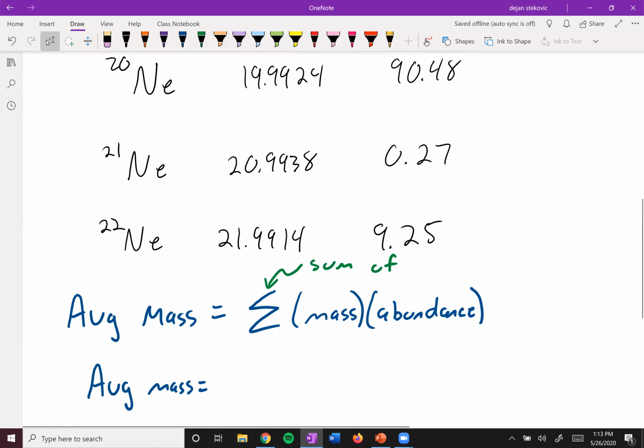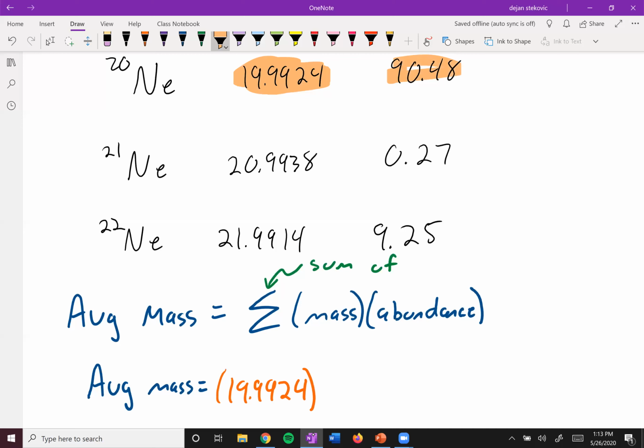So first up, we have neon 20, which weighs this 19.9924. Right, and we can see its abundance is this 90.48%. So we're just going to switch that over to decimal, so 0.9048. You want to be comfortable going from percents to decimals. You're just dividing the number by 100, so just divide by 100. And then this symbol tells us to take the sum of, so that's our first isotope.